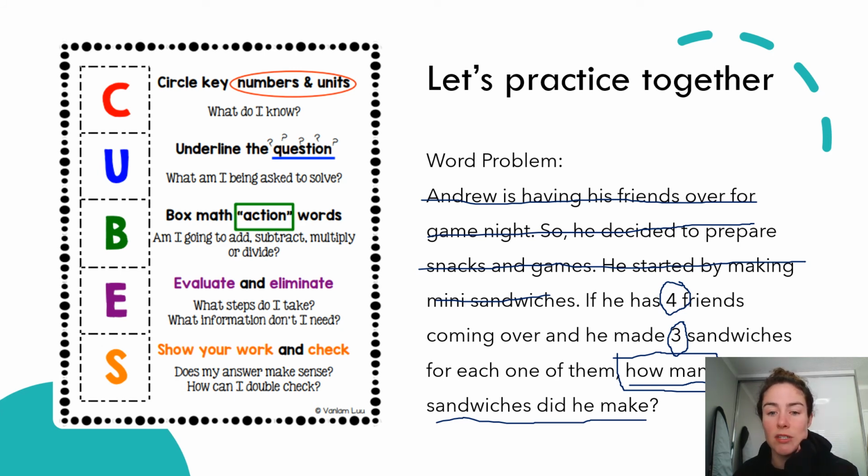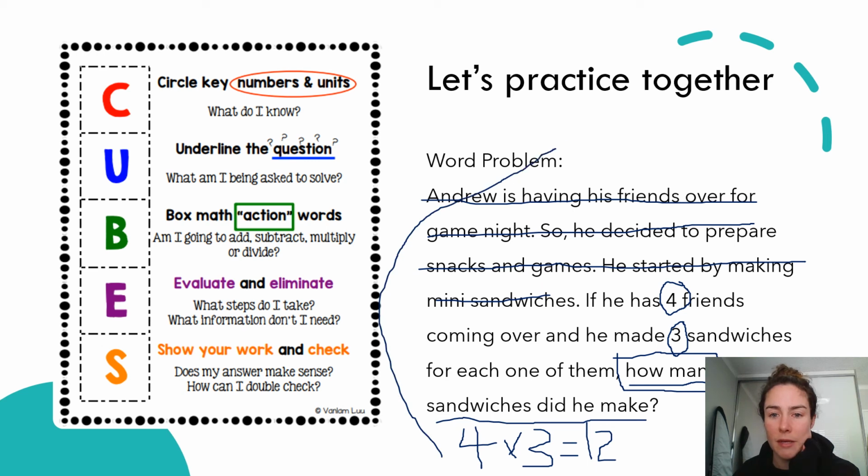Multiplication is the quickest one to solve it. So I'm going to do 4 times 3 equals 12. And then underneath that, which I don't have room for, I'm just going to write my answer up here. I would then write 12 sandwiches. That's a long word, so I'm just going to write 12 sand total.